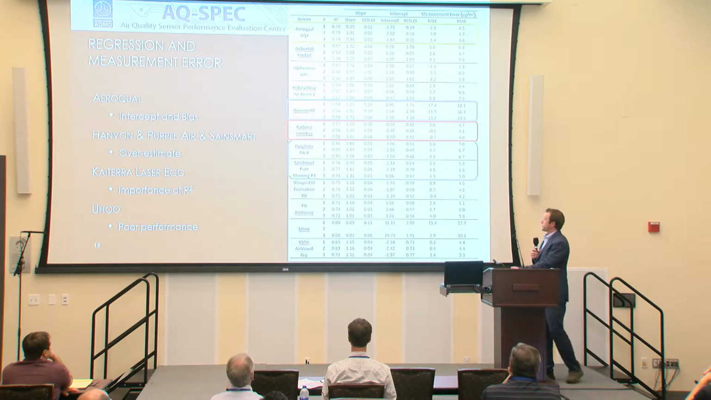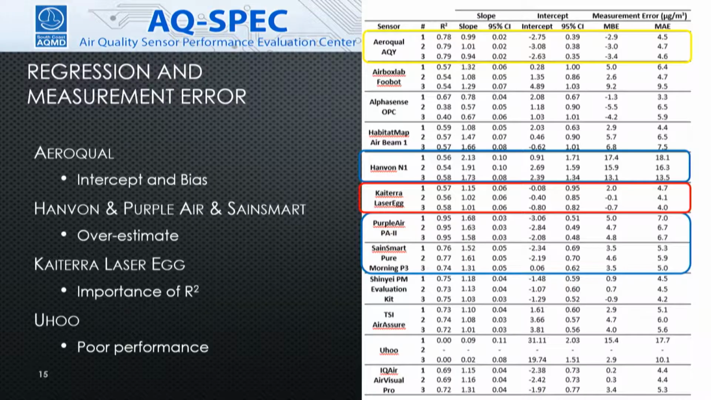This one here, the Kytera laser egg, is a good example of why R-square is important. If we look at slope, it looks great at 1. Intercept is looking good, close to 0. However, R-square is kind of low, and you can see that in the proportion of bias error to absolute error. There's a really low proportion of bias error to absolute error, so it's very random error for this sensor. It overestimates and underestimates randomly.